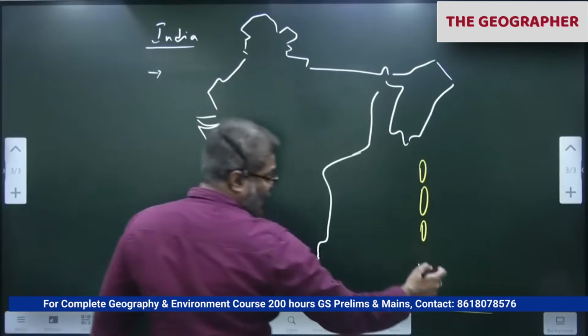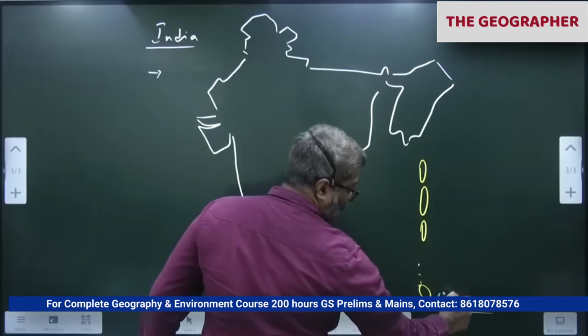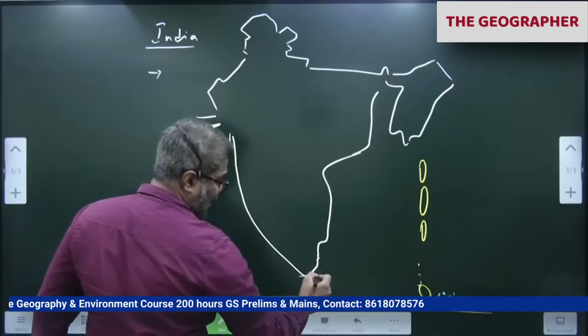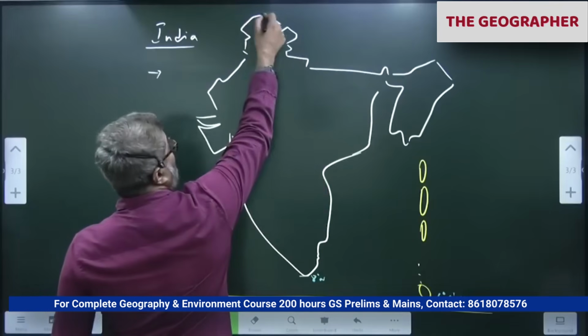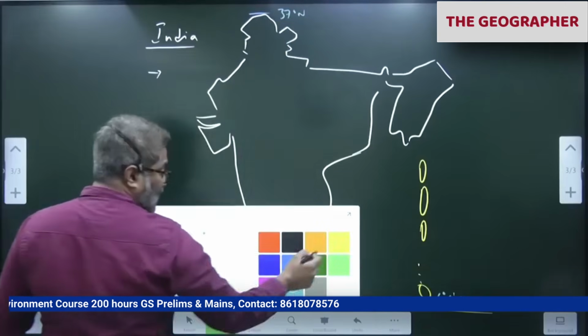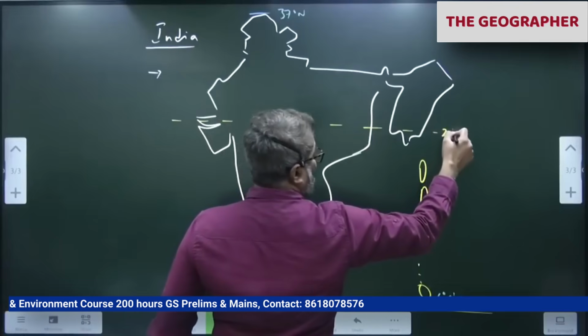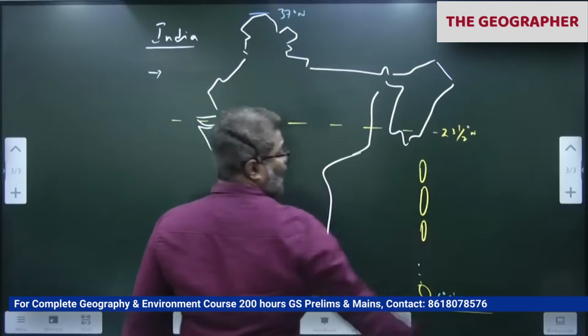All of you know the latitude. India starts from 6 degree north, 6 degree 4 minutes north. This is 8 degree north to 37 degree north. Correct. This is Tropic of Cancer. Tropic of Cancer passes through the country.